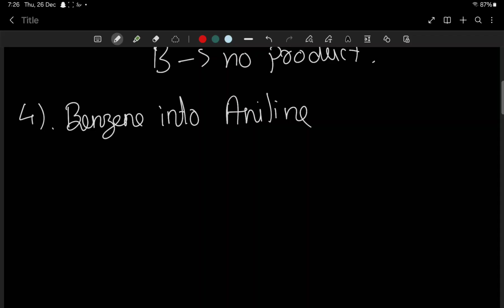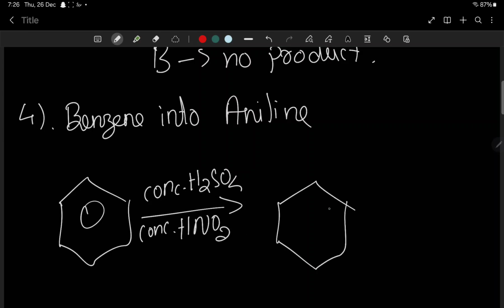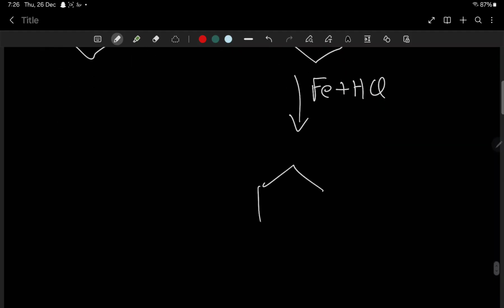Okay, so for this question, first take benzene, then react it with concentrated H2SO4 and HNO3, and we get the nitrated product, that is nitrobenzene. Now into this nitrobenzene add Fe plus HCl, reduction of nitrobenzene. We get aniline. This is the reaction.